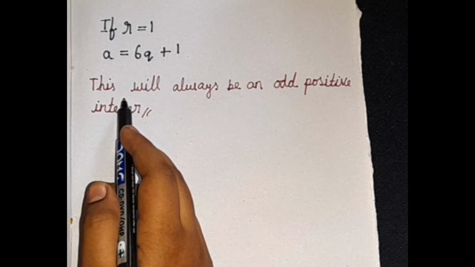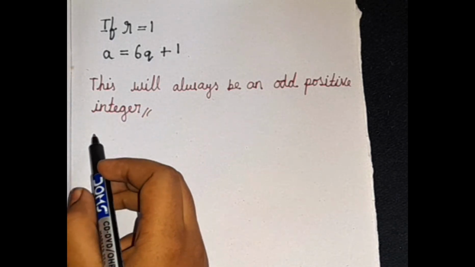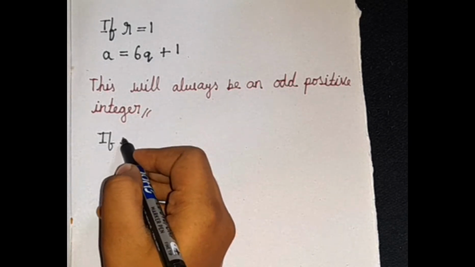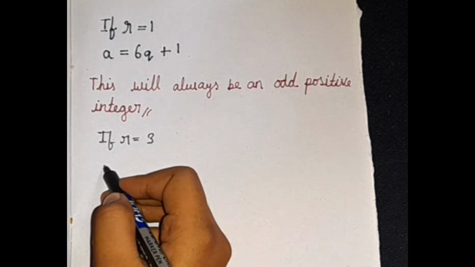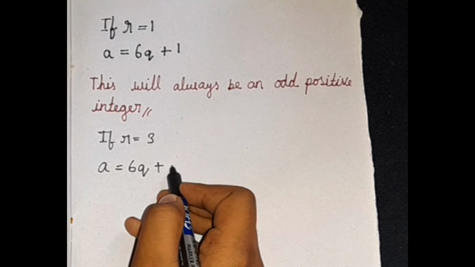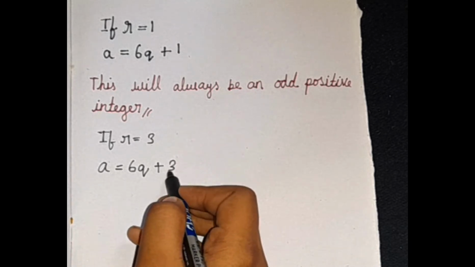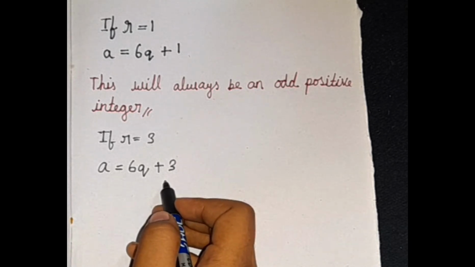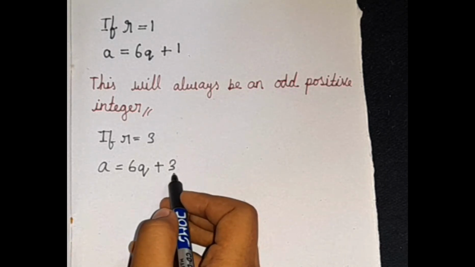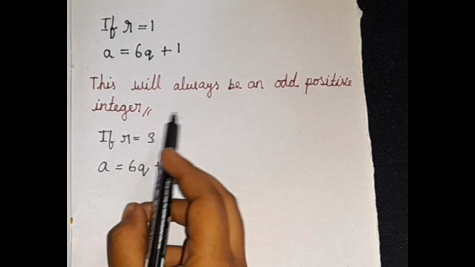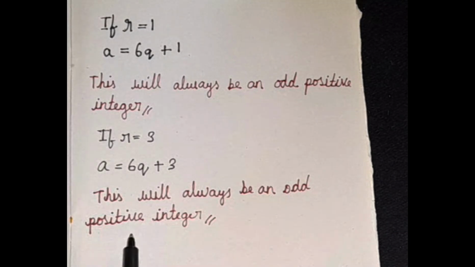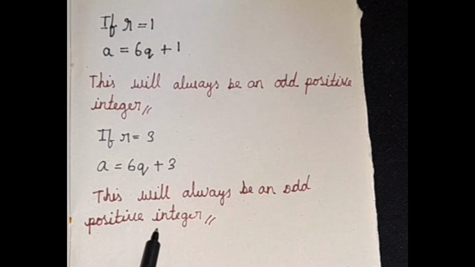Now let us take r is equal to 3. That is the odd number. Why? Because in the question itself they mentioned we are supposed to take the odd number. If r is equal to 3, then a is equal to 6 into q plus r. So instead of r we are supposed to write 3. So here also it will be an odd positive integer. When you just look at it you can understand. Here we have an odd positive integer. So you can write the same statement, this will always be an odd positive integer.